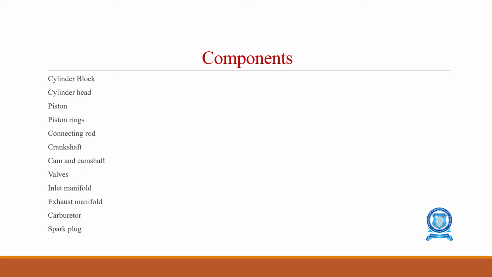The piston, we know, is the component that moves up and down inside the engine. The piston rings: on the side of the piston there are two or three grooves, and in those grooves a special ring is fixed which will seal against the leakage of oil as well as the combustion gases. So that is the piston rings. The next is the connecting rod. The connecting rod connects the piston with the crankshaft.